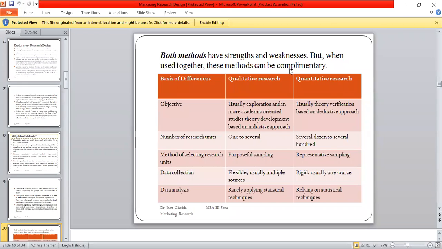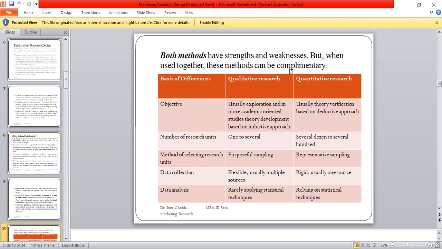Number of research units. Qualitative involves one to several, and quantitative research involves several dozen to several hundred. Where you have a large number of people, you follow quantitative research. Where you do your case studies, you follow qualitative research. Method of selecting research units. In qualitative research, because you have a very small number of samples, you follow purposeful sampling. And for quantitative research, you follow representative sampling.